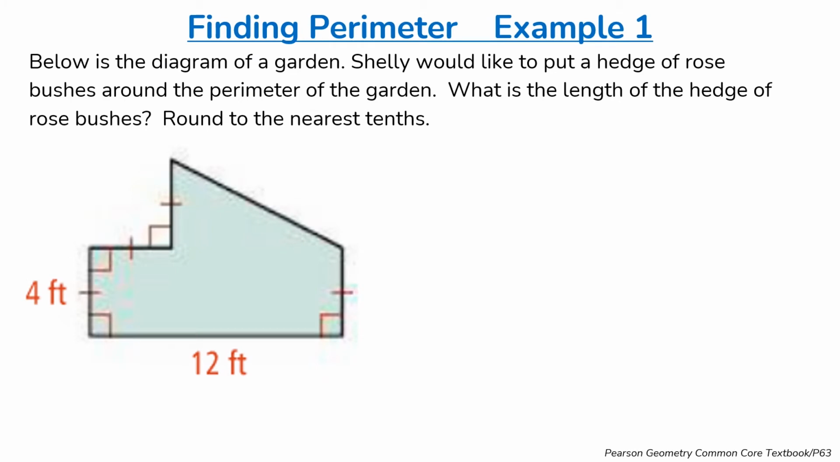All right, so let's take a look at this example here. It says below is the diagram of a garden. Shelley would like to put a hedge of rose bushes around the perimeter of the garden. What is the length of the hedge of rose bushes, rounded to the nearest tenth?